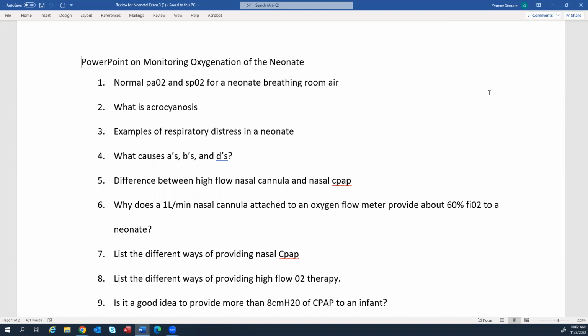You need to understand why a 1 liter nasal cannula attached to an oxygen flow meter provides about 60% FiO2 to a neonate. Compare that to an adult. When we give an adult 1 liter per minute, they get about 24% FiO2.